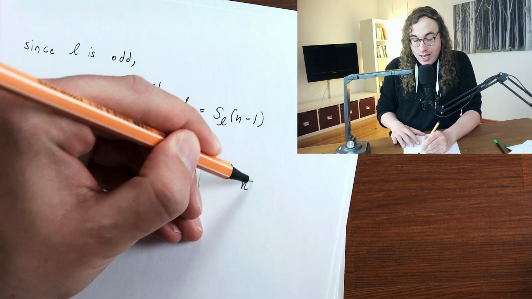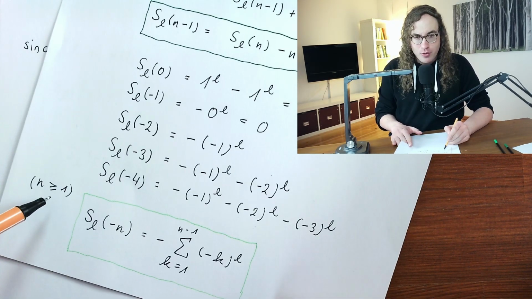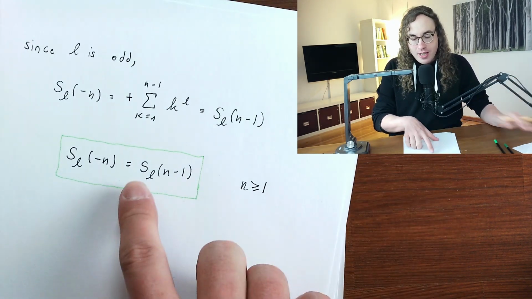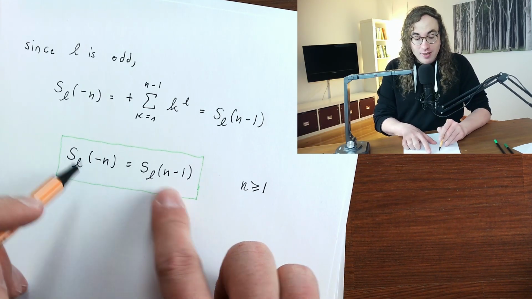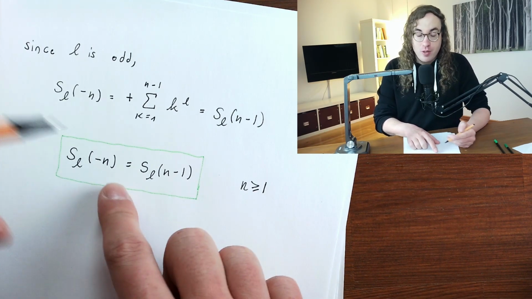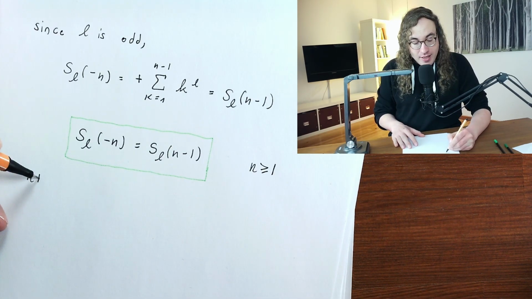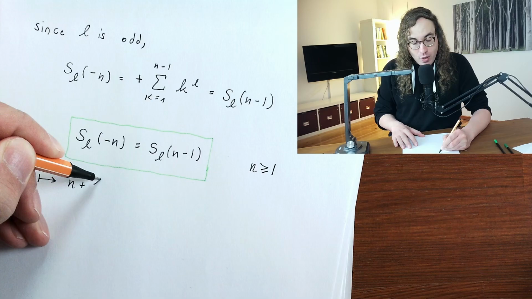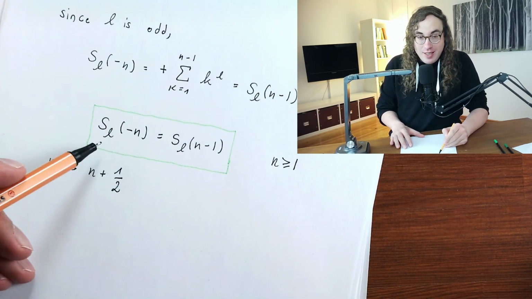It's valid for all n at least 1, right? This was my assumption here. I've used this here. But again, these are infinitely many values. So this is actually true. This is an identity which is true for all values, right? Because again, SL is a polynomial. So in particular, I can actually just replace n by n plus 1/2. Let me stress again, this is only possible because we know that SL is a polynomial.